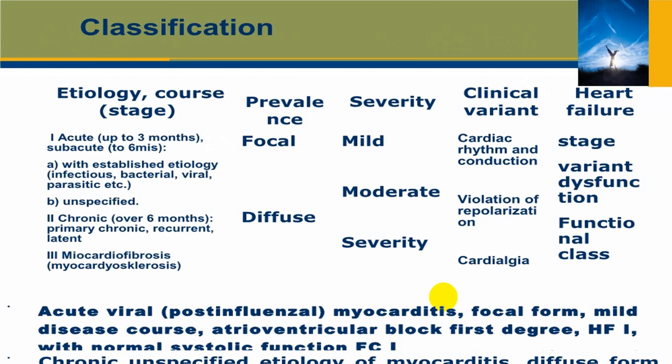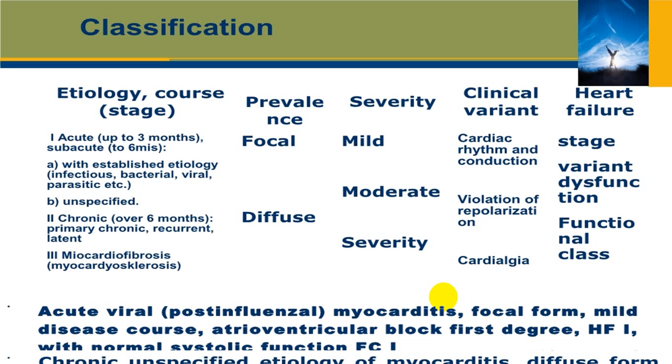There is one more word which is utilized in the stages, that is called myocardiofibrosis, also called myocardiosclerosis. Prevalence wise or area wise, focal and diffuse. Diffuse is also called generalized. Severity wise, mild, moderate and severe.